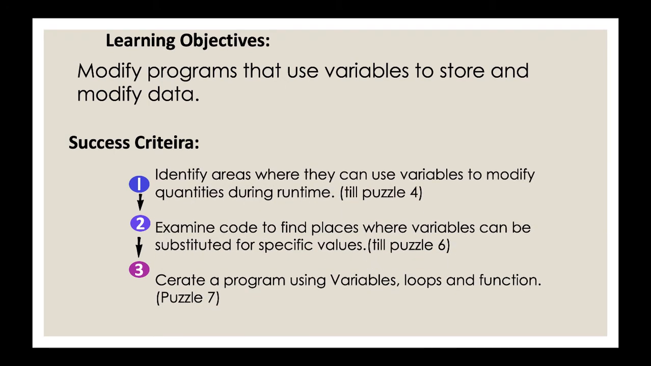Our success criteria number 1: identify areas where they can use variables to modify quantities during runtime. To complete success criteria number 1, we need to complete the puzzles up to puzzle 4. Number 2: examine code to find places where variables can be substituted for specific values. We need to complete up to puzzle 6 to complete success criteria number 2.